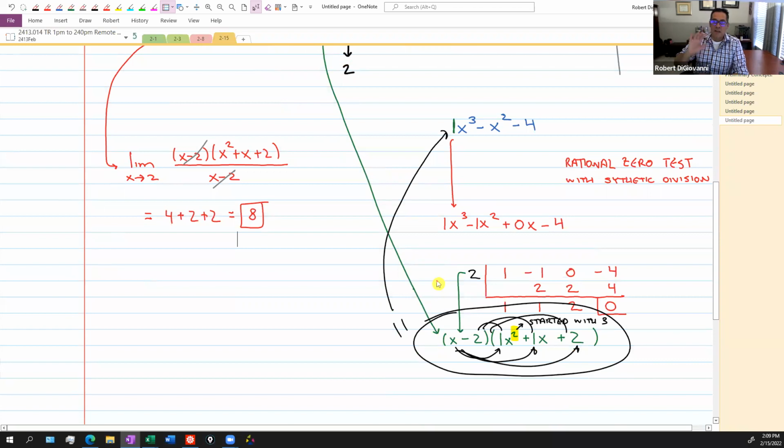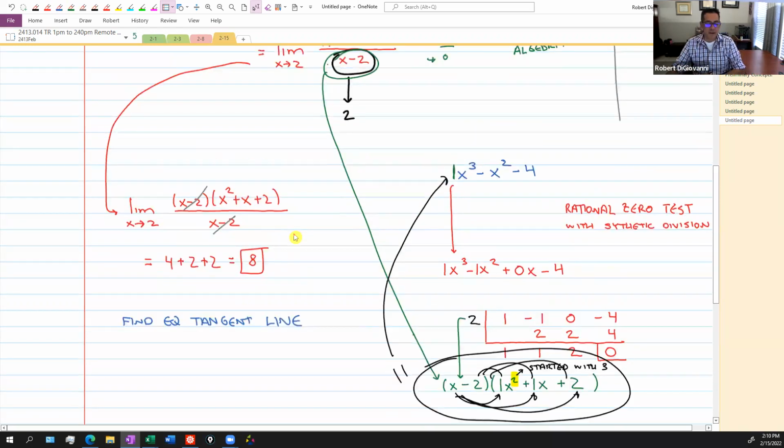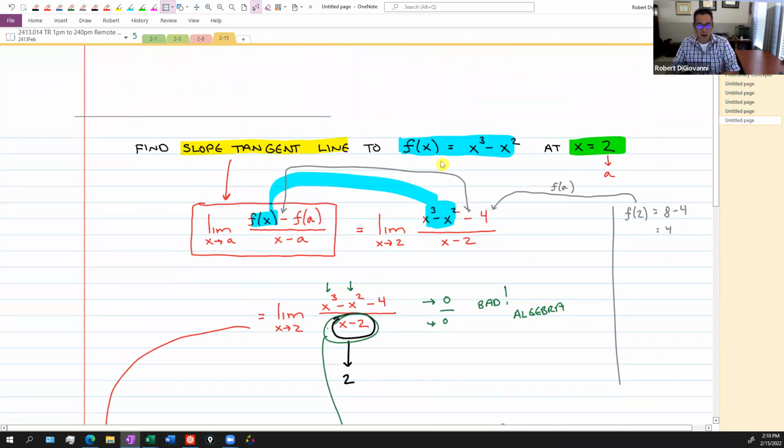Okay, now we have found the slope of the tangent line, right? What if I asked you now, I changed my mind. I want you to find the equation of the tangent line instead, for the same function. Same thing. I want the equation of the tangent line at x equals 2. How do you do this?